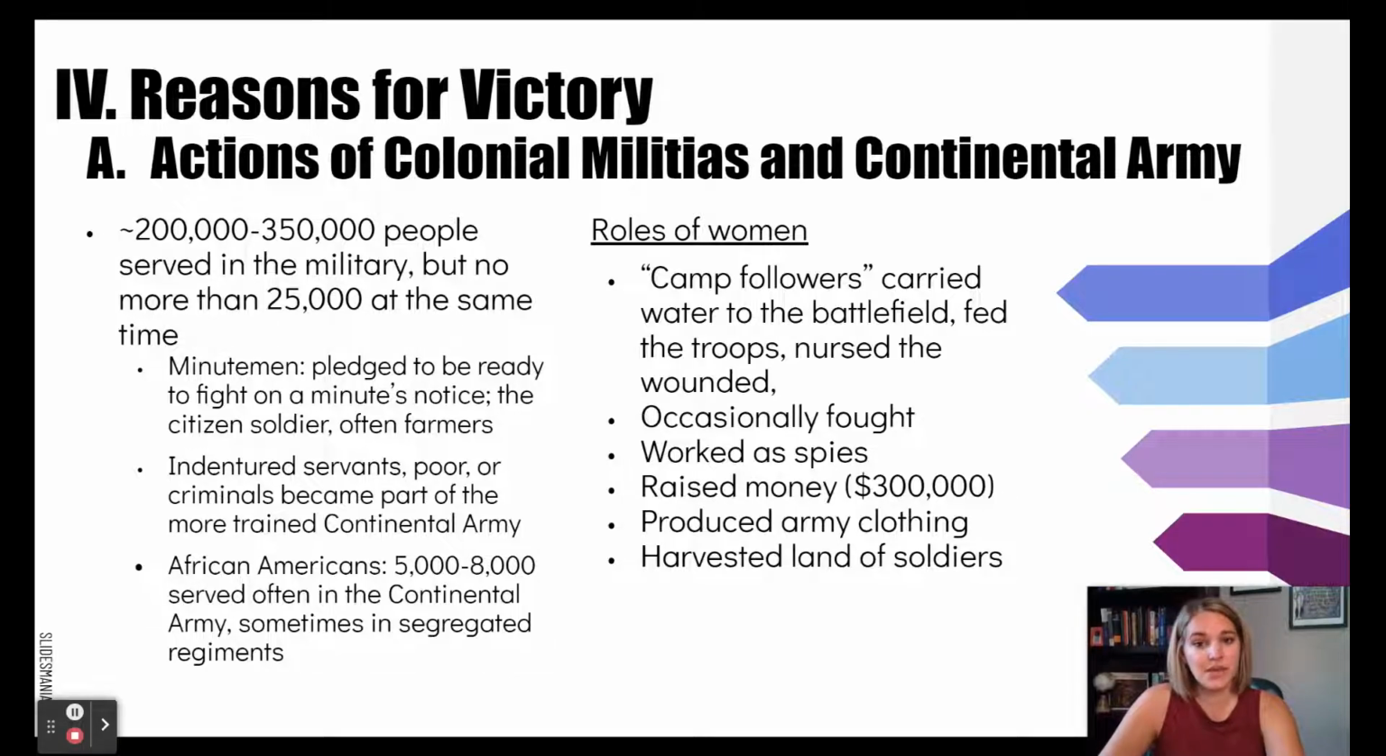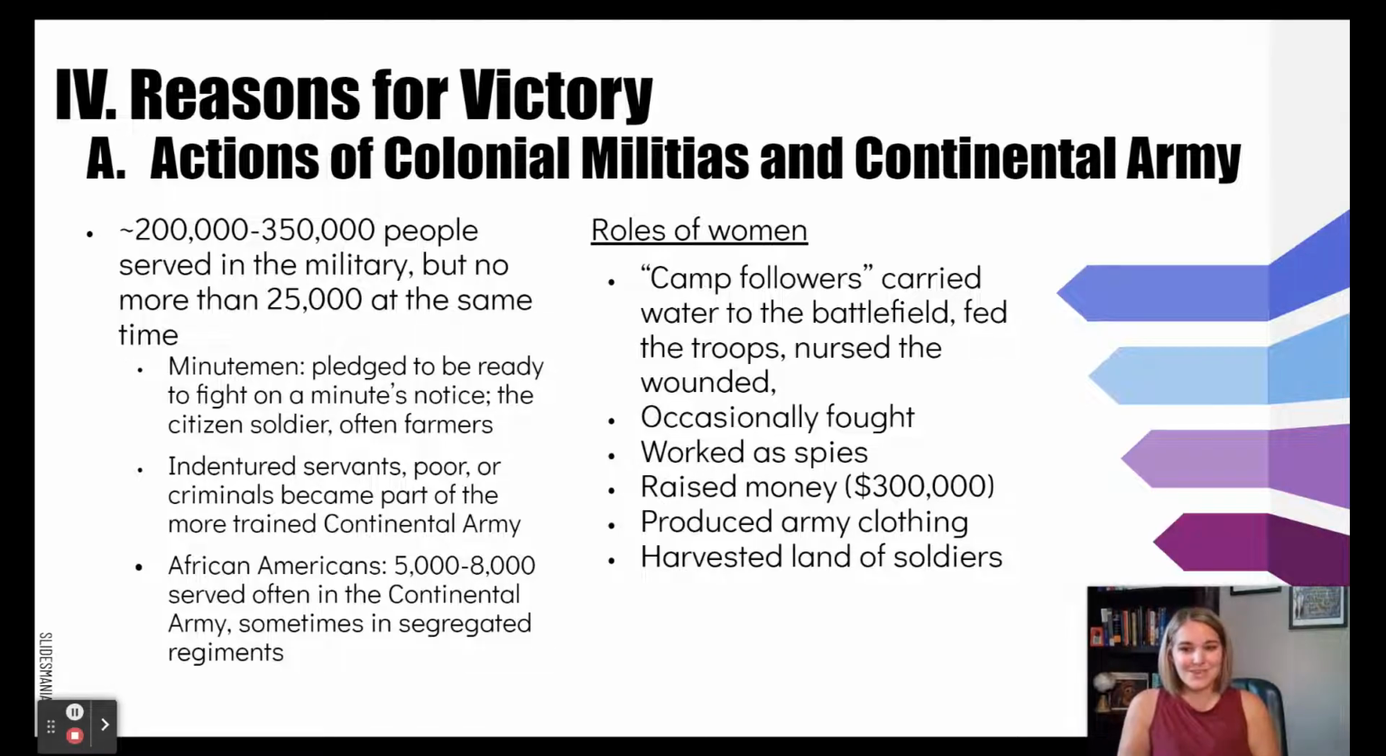So we're going to move on now to the four major reasons for the victory. First, we're going to look at some of the actions of the colonial militias and the Continental Army. Anywhere from 200,000 to 350,000 people served in the military. However, it was really no more than 25,000 at the same time. So this fact of constantly having turnover within the military proved to be a very big challenge for Washington and the other officers.